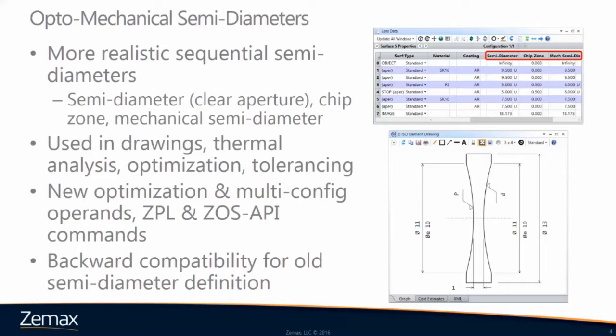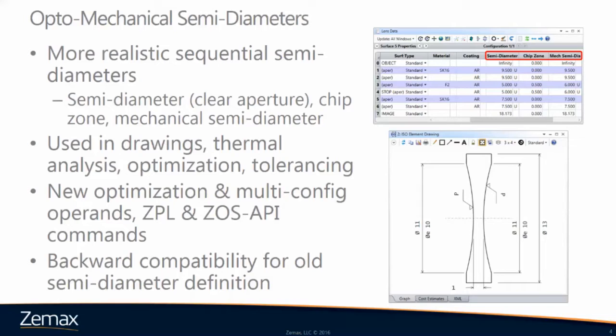The chip zone represents a region that follows the same curvature as the clear aperture, but is typically a coating fall-off area and a region of the optic that's not held to tight optical standards. Beyond that, you have a mechanical semi-diameter, which represents a mounting region at the edge of the optic. These new semi-diameters have been extended throughout the program, so you'll find that they're used in optical drawings.